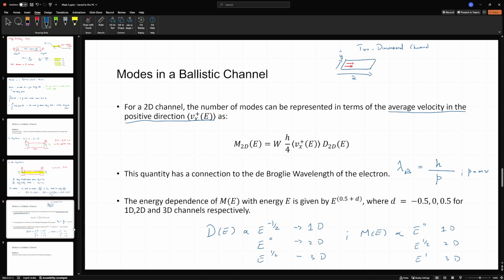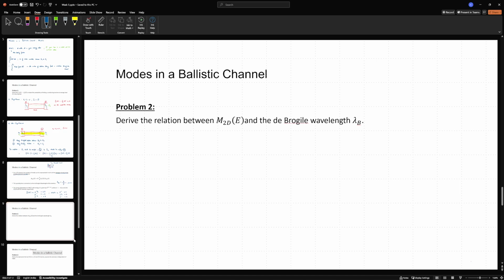Okay, so now the second problem is: derive the relation between M2D of E and the de Broglie wavelength lambda. Why did I say lambda b? It should say lambda dB. Yes. So what is this going to be?